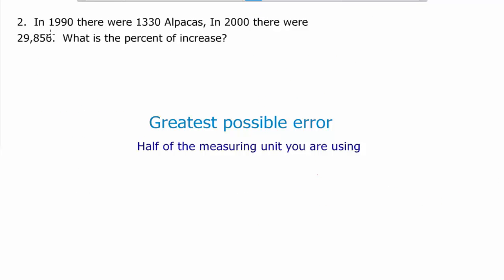Okay, here's one more. In 1990, there were 1,330 alpacas. In 2000, there were 29,856. What is the percent of increase? Even though we started with 1,330, when we do our subtraction on the top, because we don't want negative numbers, we put our biggest number first, minus 1,330. But since it's an increase, our 1,330 is what we originally started with, so we're going to put 1,330 on the bottom.